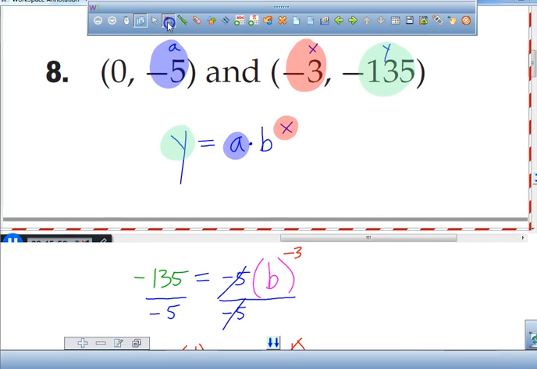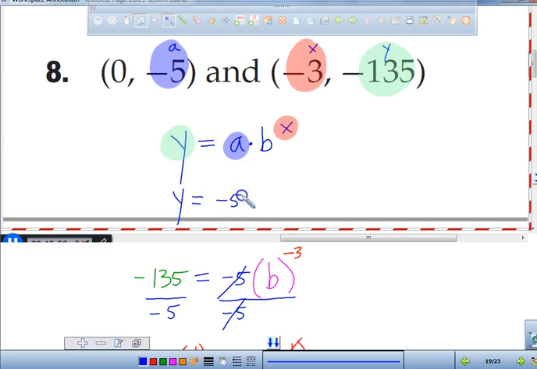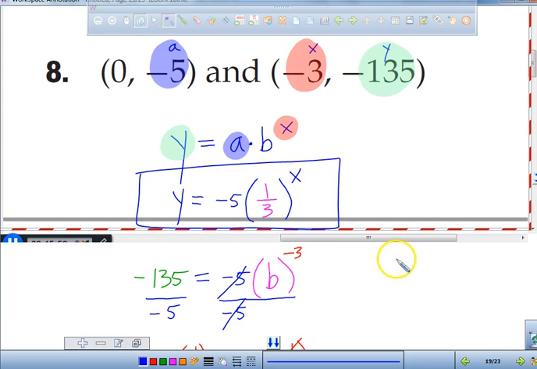So here's our final answer. Your final answer for this problem is Y equals, you always plug in your A value, that's your initial value, which is -5. I'm opening up a parentheses. What did we find B to be? 1/3. Raised to the power of X. That is your final exponential function that goes through this point and goes to this point.